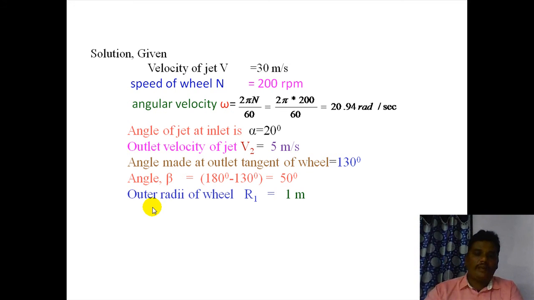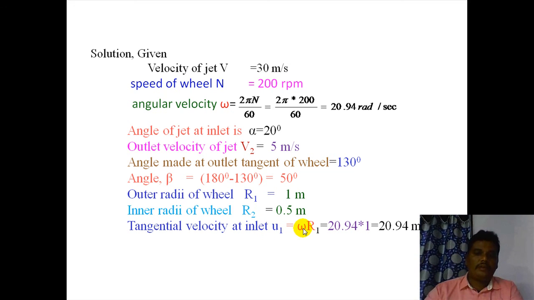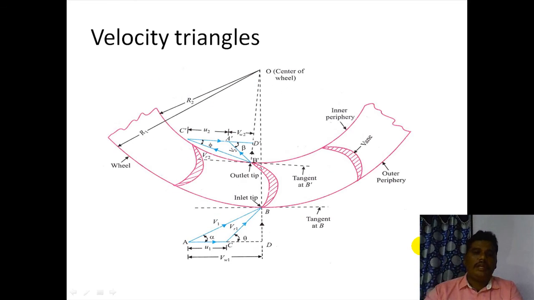Outer radius of the wheel R1 is equal to 1 meter. Inner radius of the wheel R2 is equal to 0.5 meter. Tangential velocity at inlet u1 is equal to omega multiplied by r1, omega is 20.94 and R1 is 1 meter, so we get 20.94 meter per second. Tangential velocity at outlet u2 is equal to omega multiplied by r2, which is 10.47 meter per second.